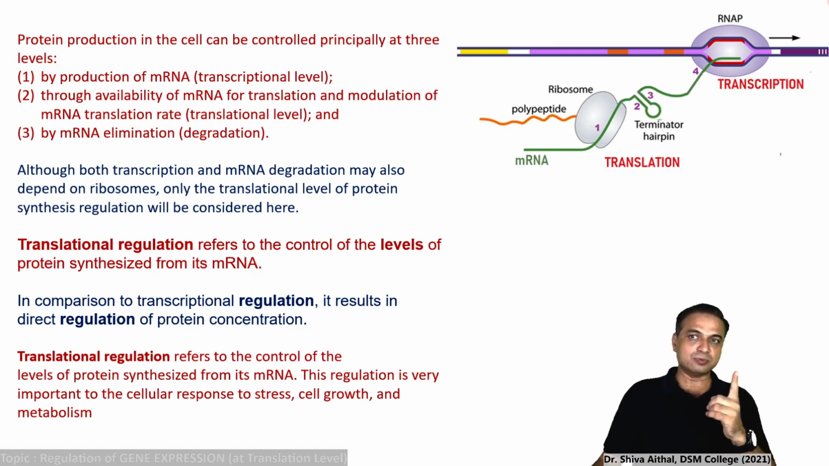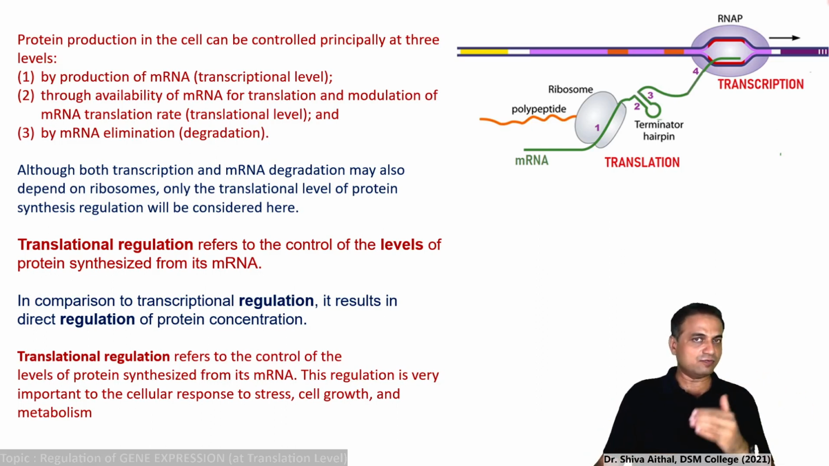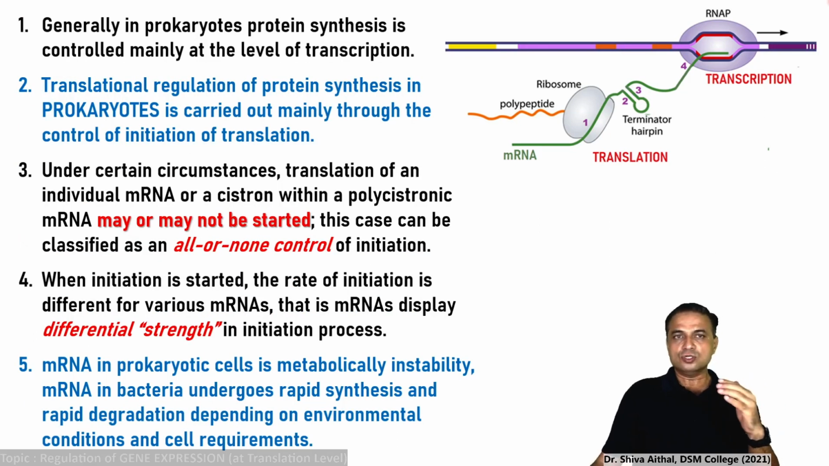When I say transcription is preferred because it is more energy efficient, translational control also is very much active because it allows the cell to overcome stress: environmental stress, nutrient stress, pH stress, temperature stress, all the stress which is related with cell growth and metabolism. That is very efficiently controlled at the level of translation. So usually in prokaryotes, protein synthesis is controlled mainly at the level of transcription.